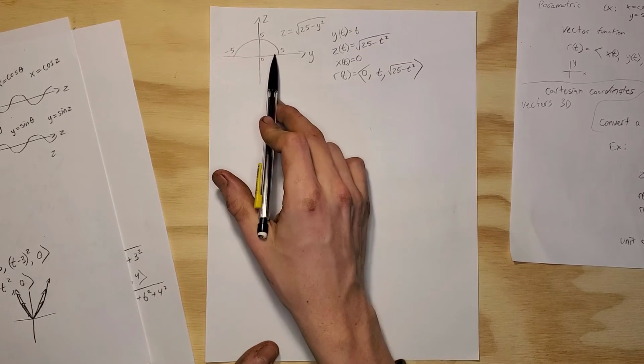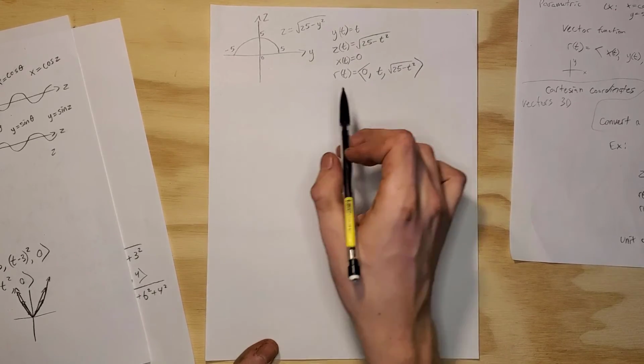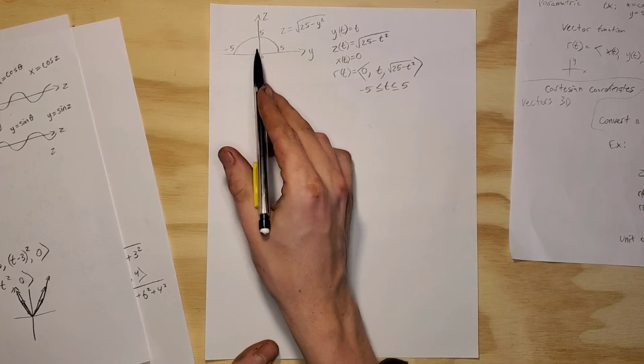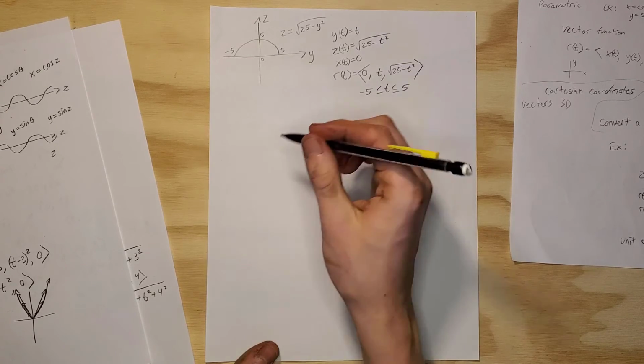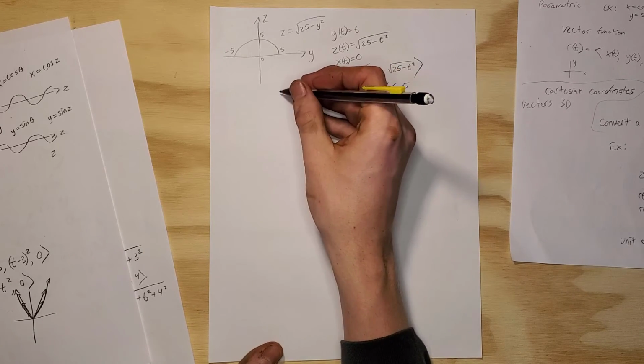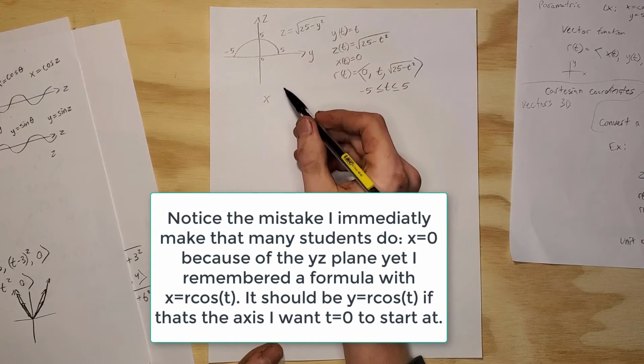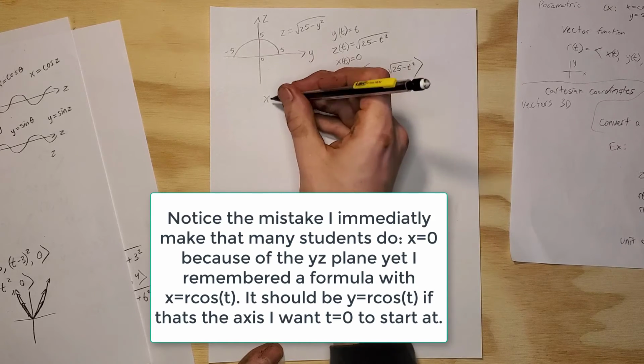To specifically represent this top half of the circle, we need to bound the time. Another representation of the top half of the circle could be similar to that parametric form that I just talked about earlier, where x equals r cosine theta, where in this case the radius is 5.